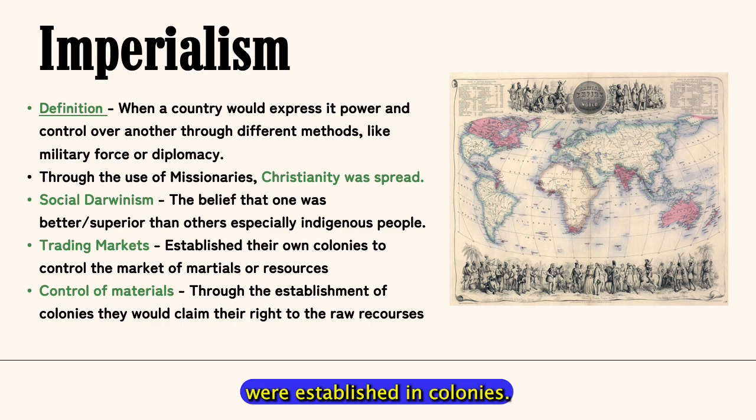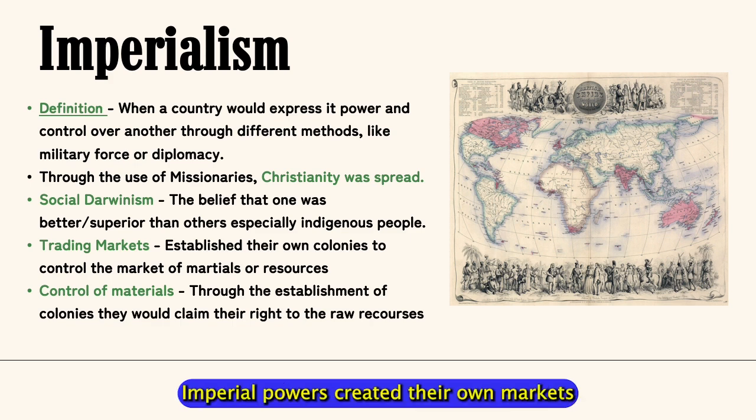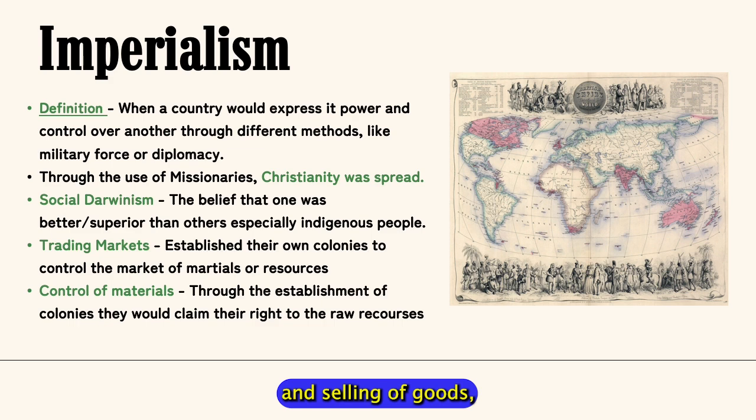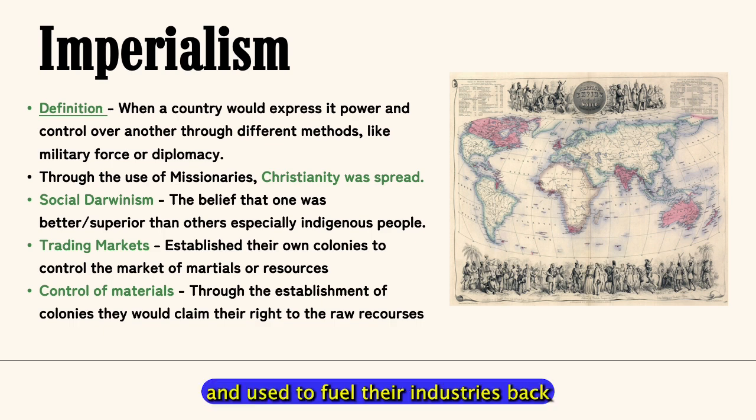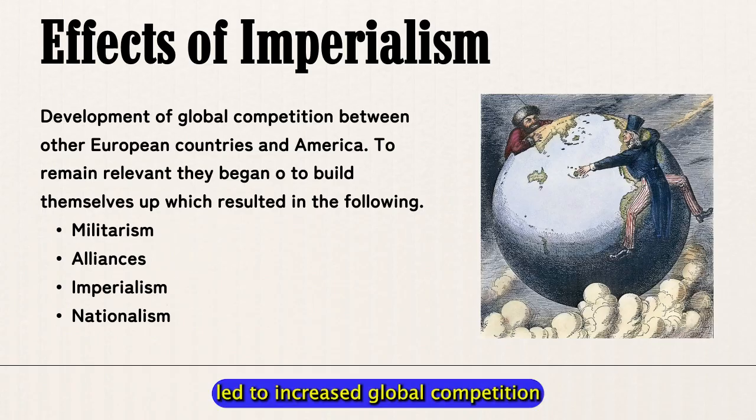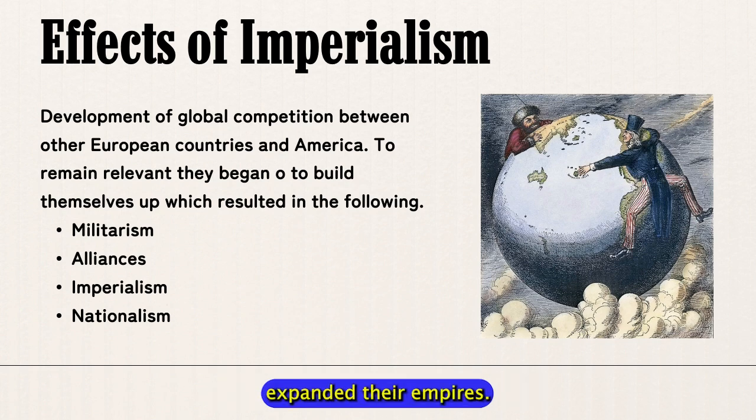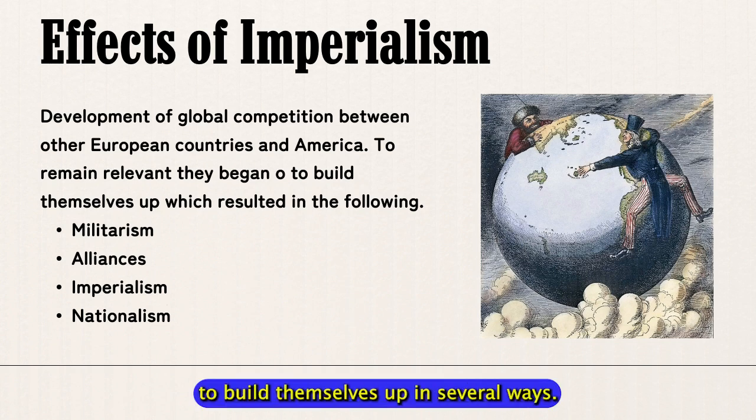Trading markets were established in colonies. Imperial powers created their own markets to control the buying and selling of goods, which helped them grow richer and more powerful. Colonies were also used to control raw materials. These materials, like cotton, rubber, and minerals, were claimed by imperial powers and used to fuel their industries back home. Imperialism led to increased global competition. As European countries and America expanded their empires, they competed with each other to gain more colonies, resources, and influence around the world. This competition created tension and pushed nations to build themselves up in several ways.